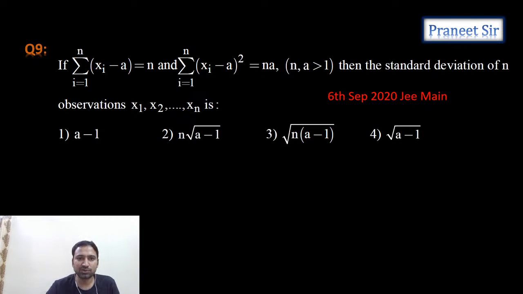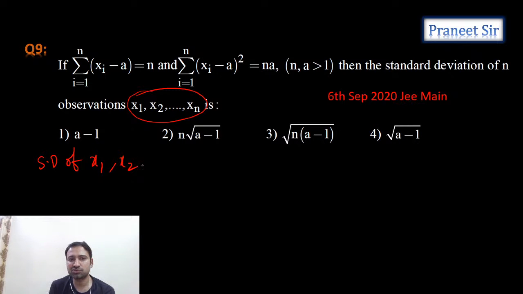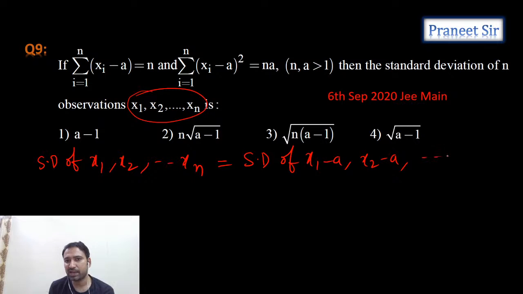Next question, ninth question, guys. Standard deviation of n observations. Again, same thing, guys. Instead of calculating the standard deviation of x1, x2, and so on up to xn, will it be the same as the standard deviation of x1 minus a, x2 minus a, and so on up to xn minus a? Can I do that? Both are the same.